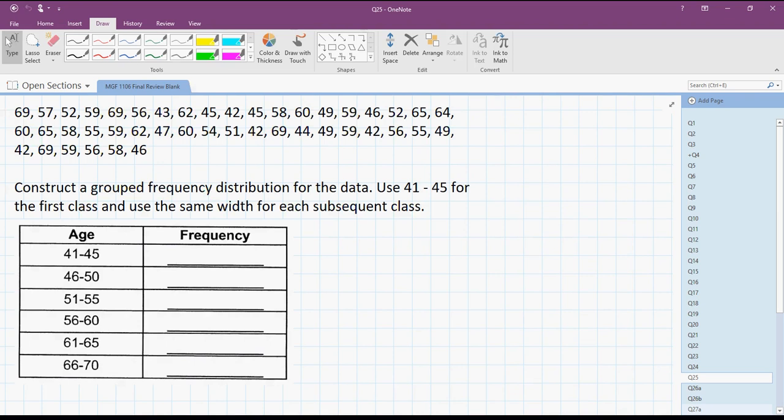So I start with 69, and 69 goes right into the last category, cross it off. 57 goes right into 56 to 60. 52 goes into 51 to 55, and it's just like what we did right before this. 59 goes into 56 to 60, and you keep going. You're just putting your tallies where those numbers go. So go ahead and pause this if you want so you can do your tallies real quick, and then you can check with what I'm going to put up here in a second.